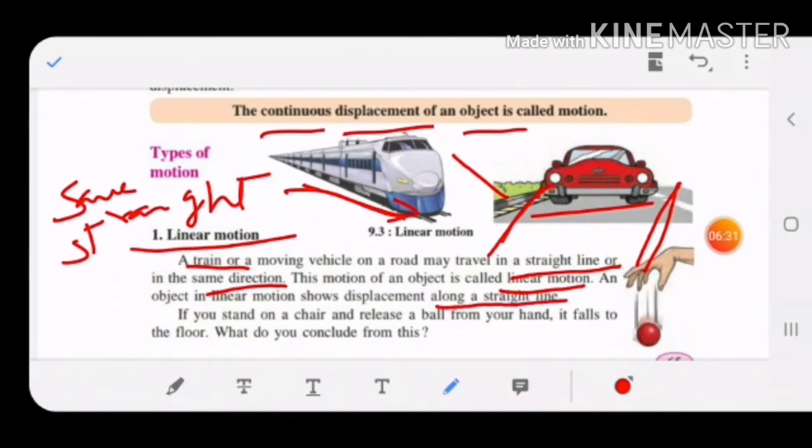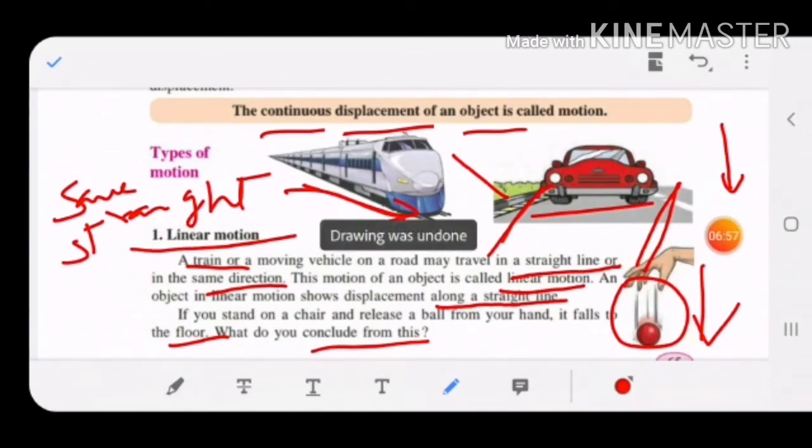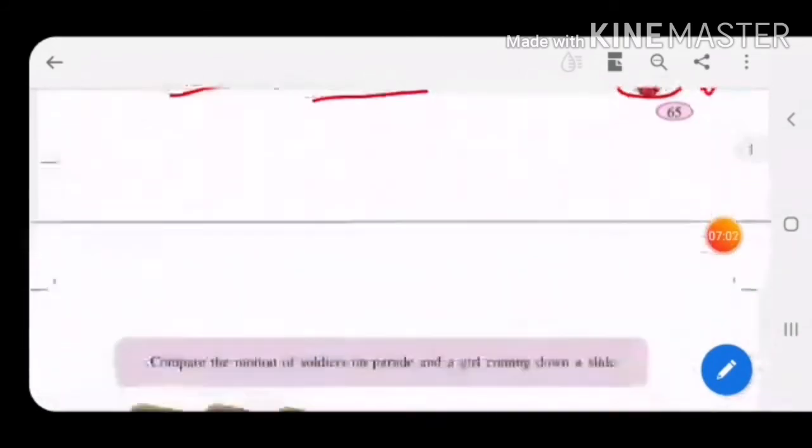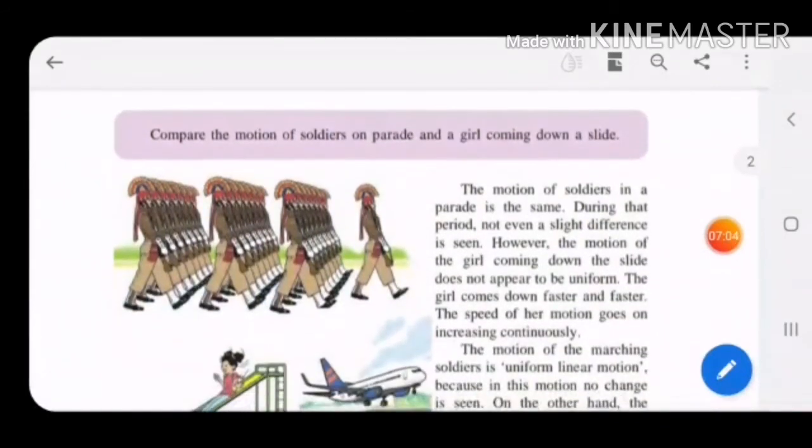Now see here, children, if you stand on a chair and release a ball from your hand, it falls to the floor. Yes or no, children? This ball, if you release it from the top, what do you conclude? The ball will fall in a straight line only. It will not move here or there. It will fall in a straight line only. So such a motion of an object which falls in a straight line and in the same direction is called linear motion. Very important. Example of a train or a moving vehicle on a road. Remember the definition and the examples also.